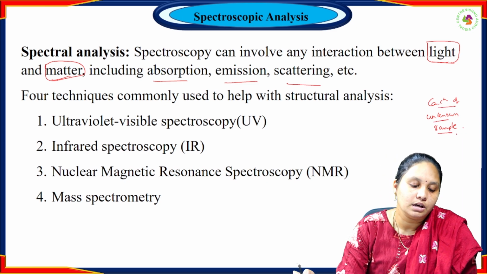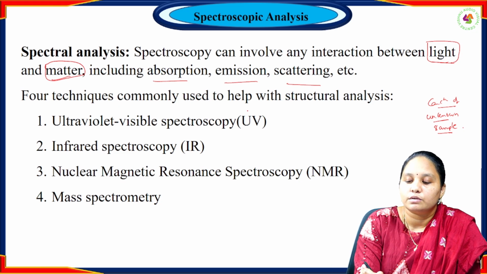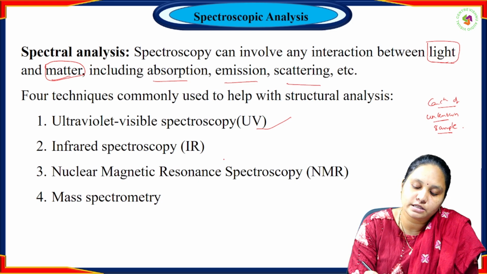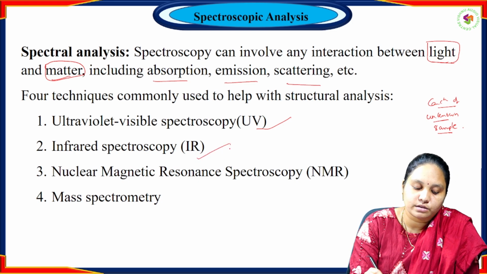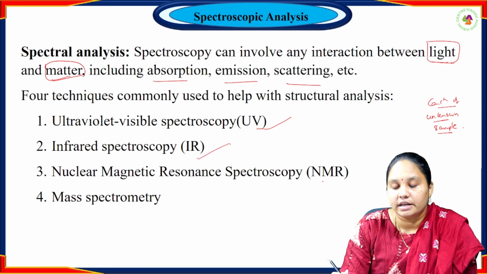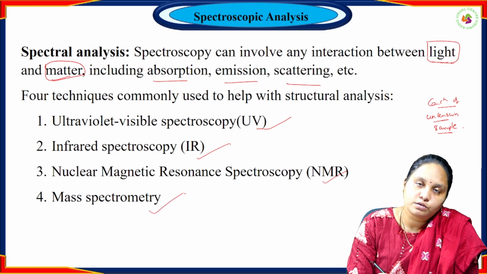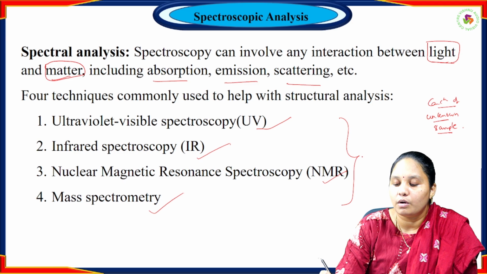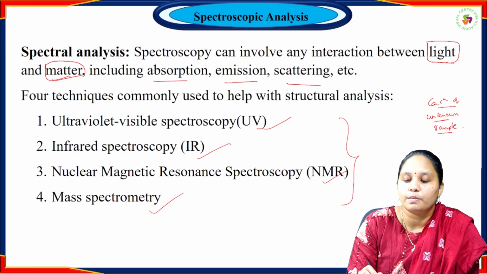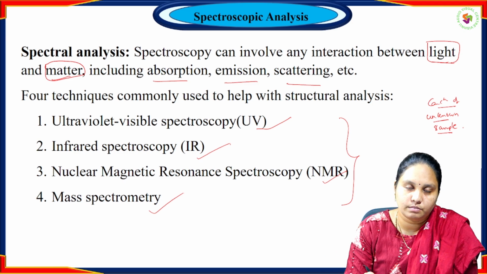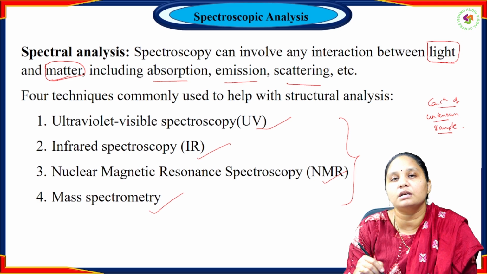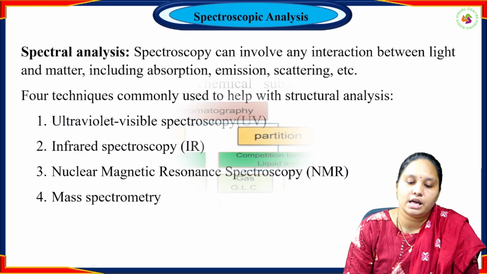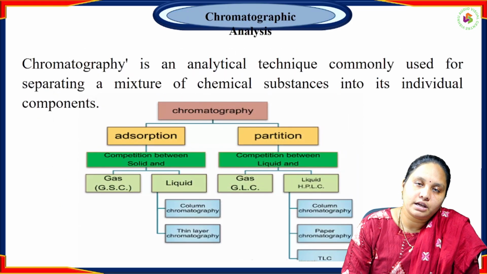The four techniques commonly used to help the structural analysis are UV-visible spectroscopy, infrared spectroscopy, nuclear magnetic resonance spectroscopy, and mass spectroscopy. These four methods involve absorption, emission, and scattering principles. By using these three parameters, it gives the unknown sample concentration. That is the spectroscopic analysis. Next one is the chromatographic analysis.